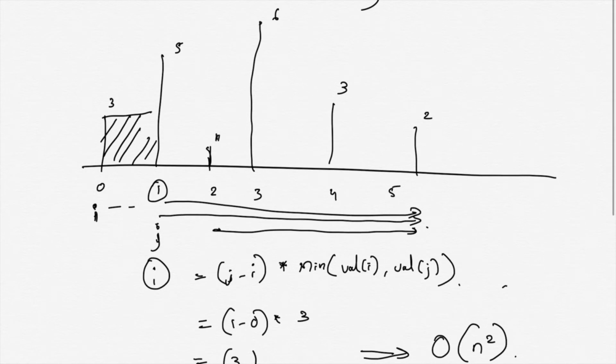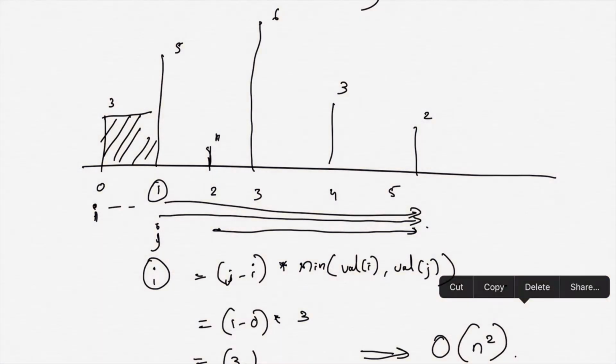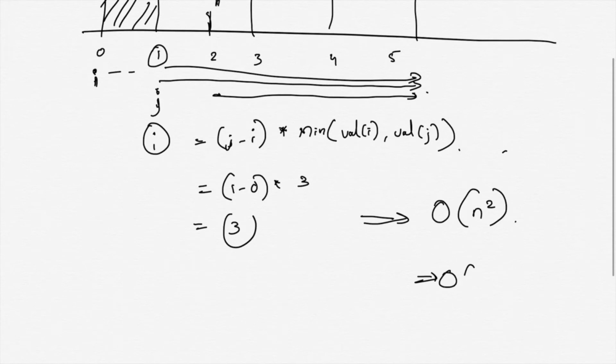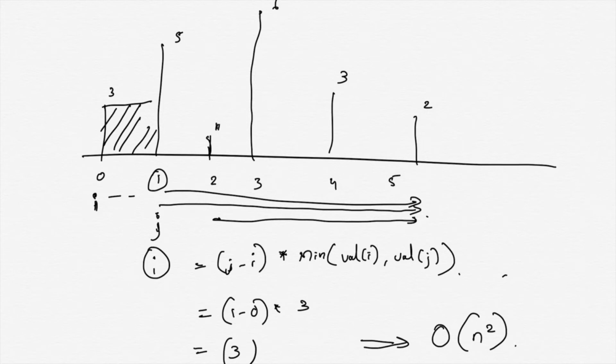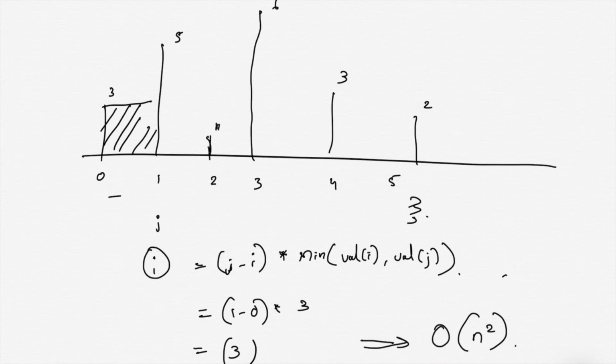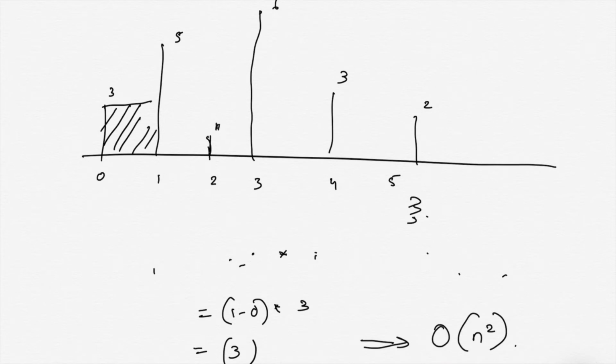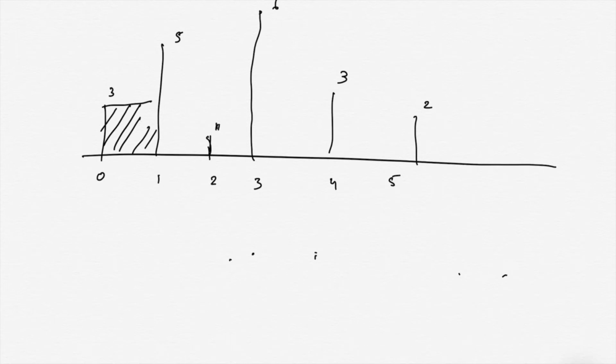Okay. There is another way of doing it where you can achieve the same result in just order of n. Let me show it. I'll erase these things. Okay. Now keep two pointers. One is here. One is at the end.